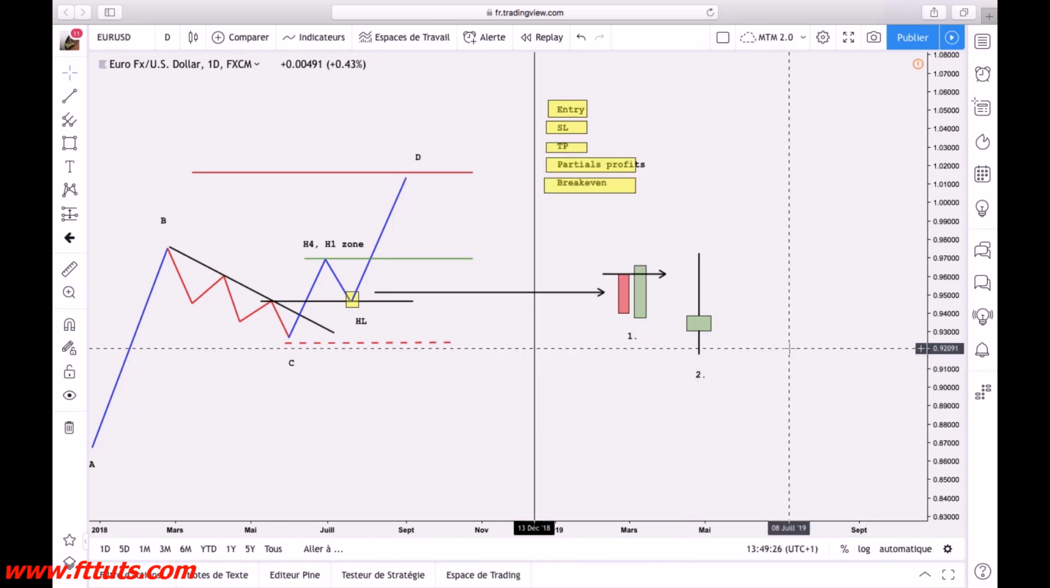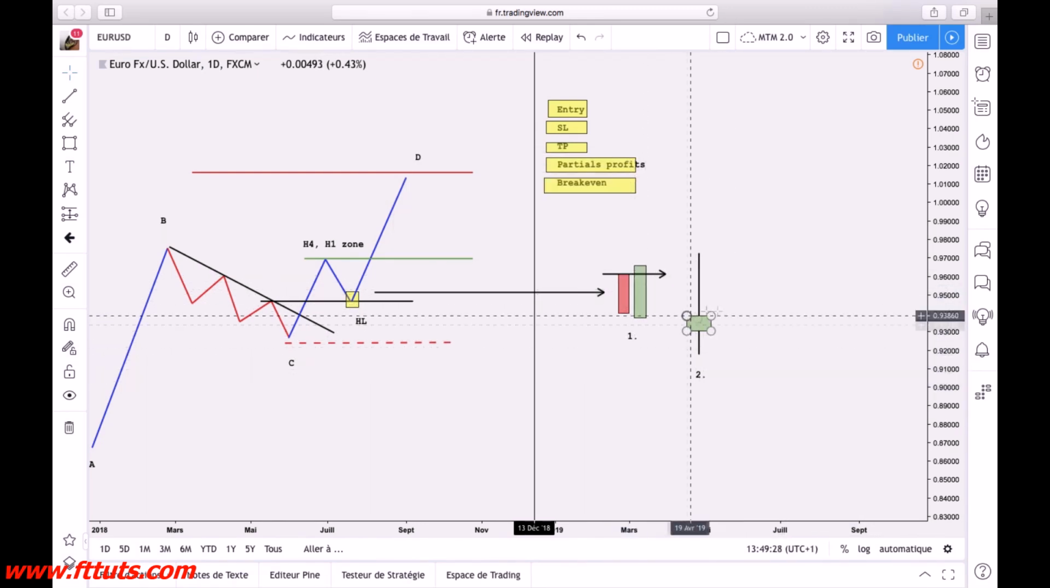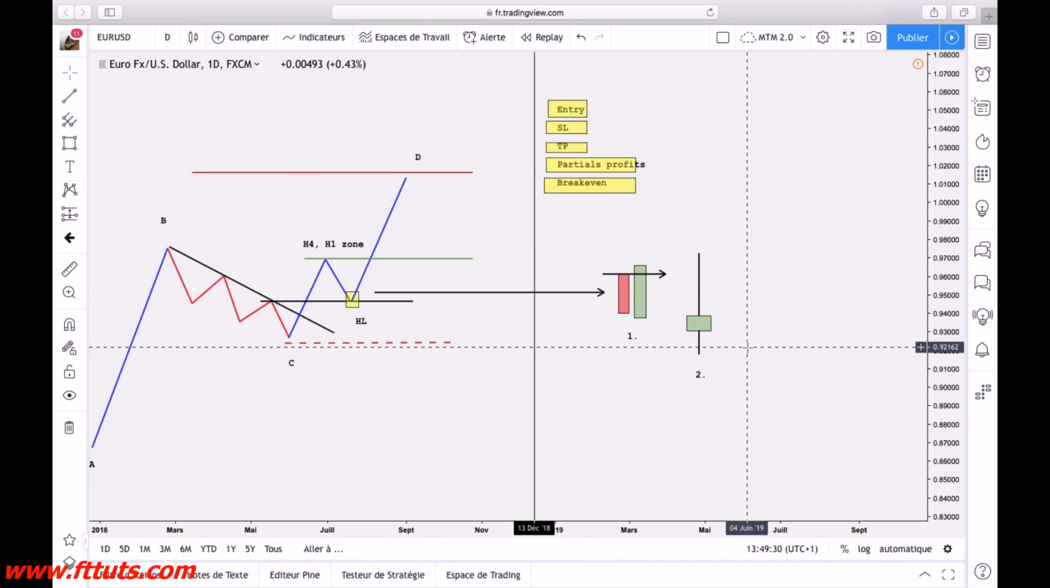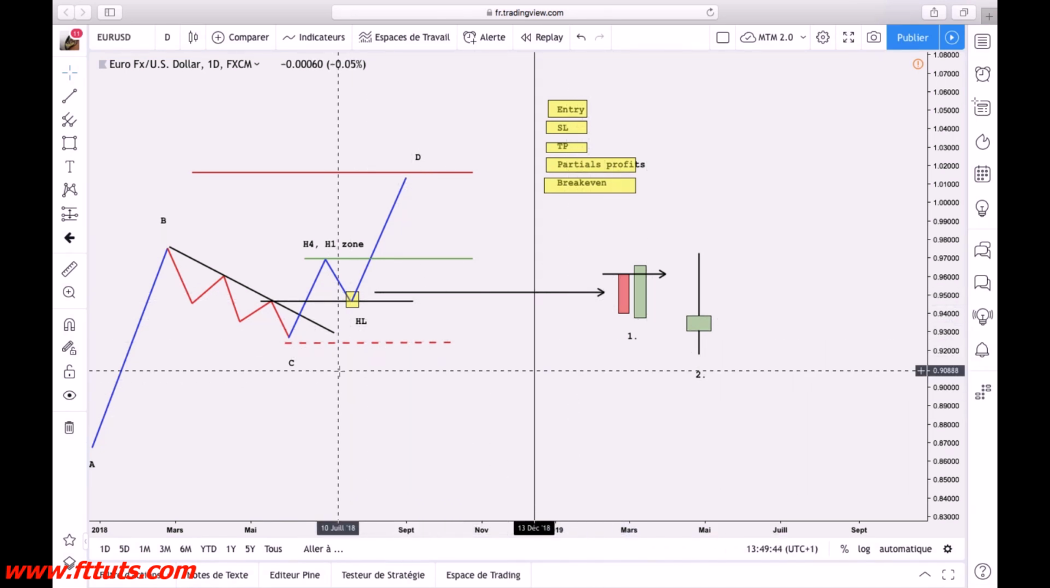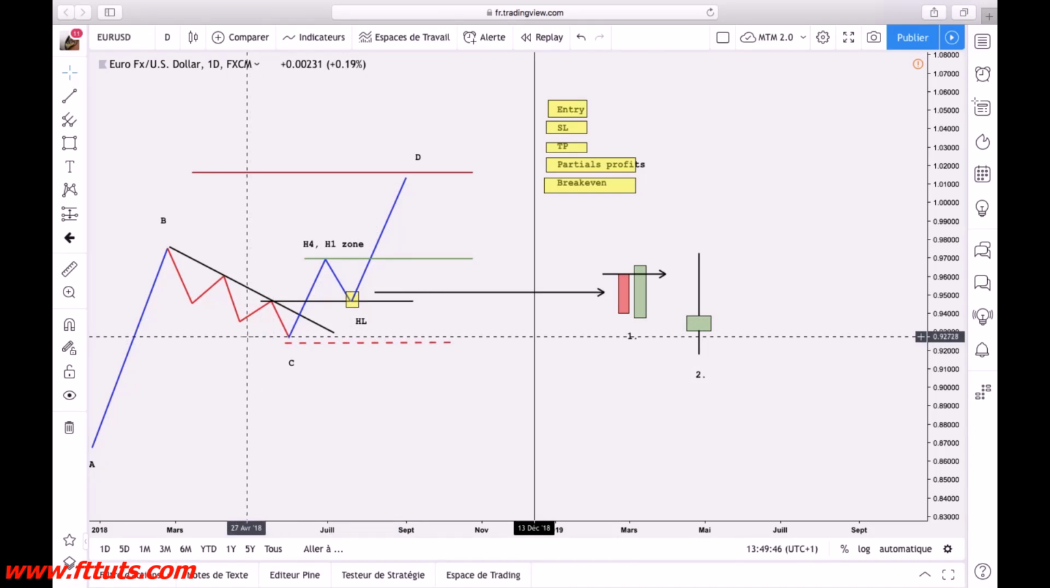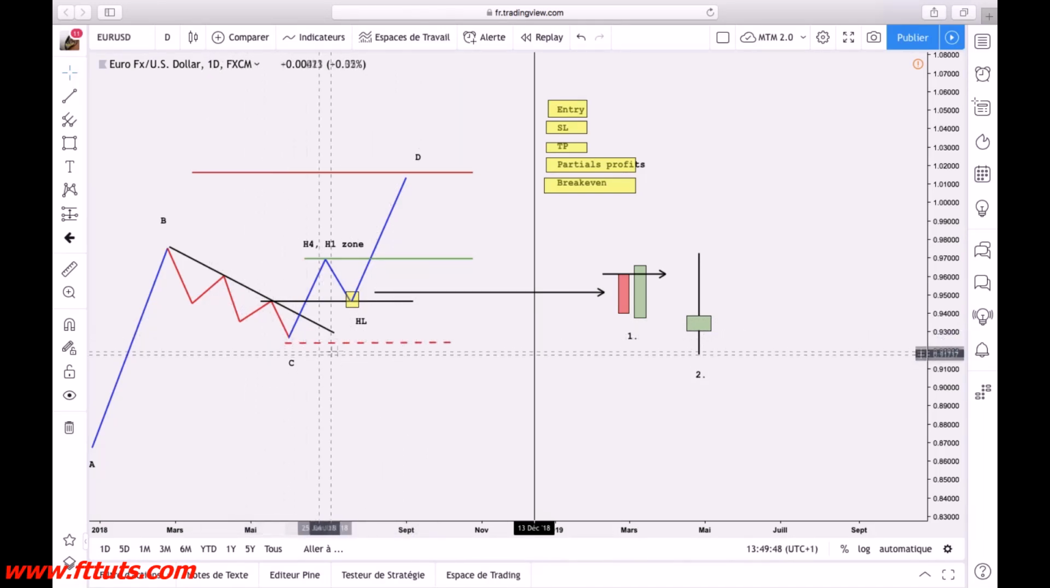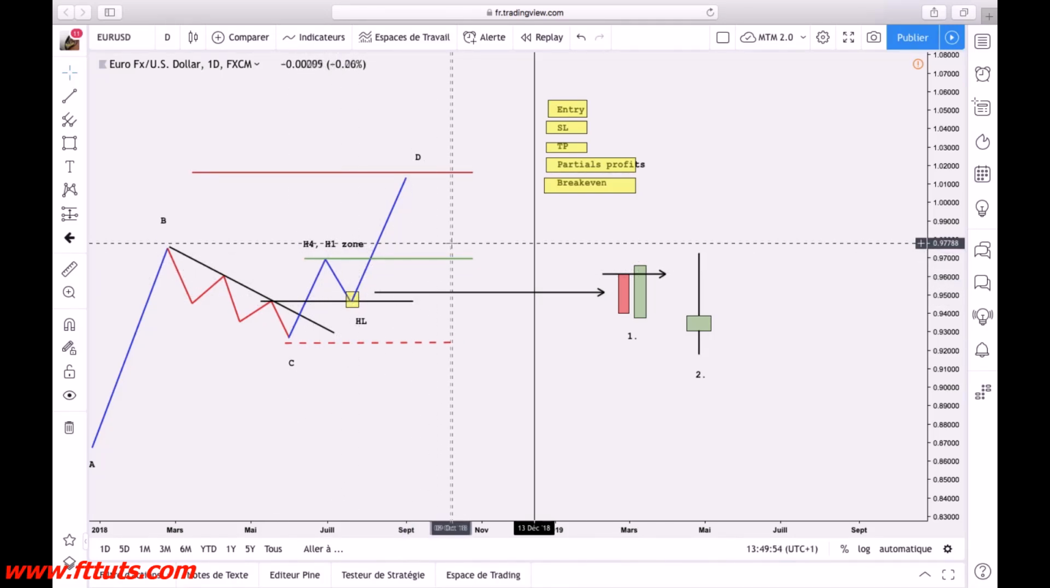The engulfing and the pin bar mean that the market got rejected on a zone. So that's the time to get into the trade. For the stop loss, it's really simple. You will put your stop loss below the last low if you want to buy, or the last high if you want to sell. Few pips below.